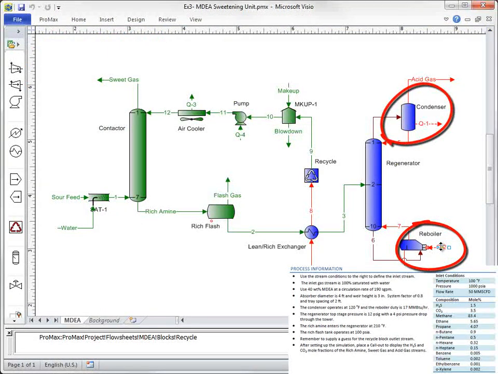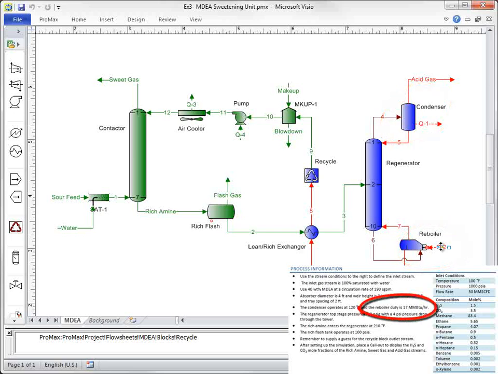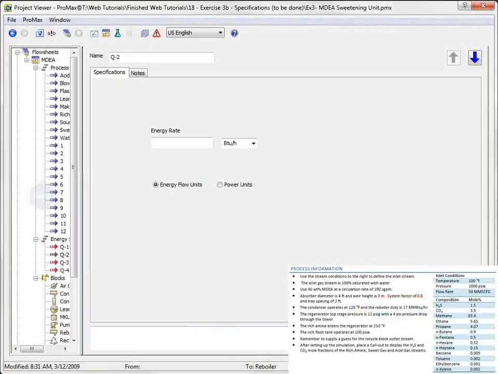We're told that the reboiler duty is 17 million BTU per hour. We can set that directly in this energy stream. Verify that the units are correct. If you type the value in first, then change the units, Promax will do a unit conversion, giving a much different result. Once we have this correct, we should go back to the column to set the second specification.